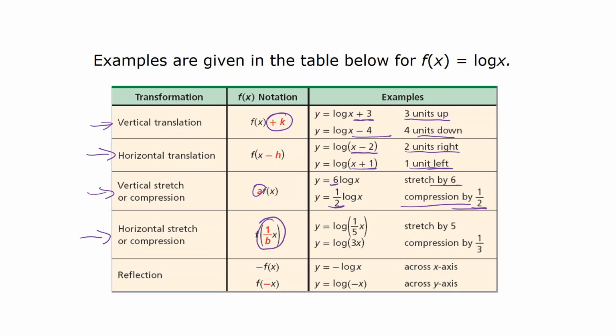Remember, the multiplication on a horizontal, we have to do the reciprocal of it. So in this case, notice it's multiplied by our x, so that tells us it's going to be a stretch or compression. We can't just look at the 1/5, we have to do the reciprocal first. So that would actually be 5 in the end. So this is a horizontal stretch by a factor of 5.